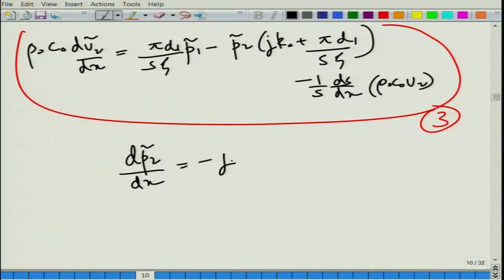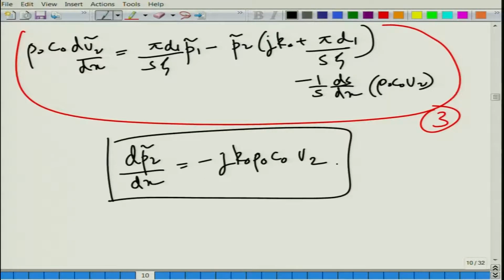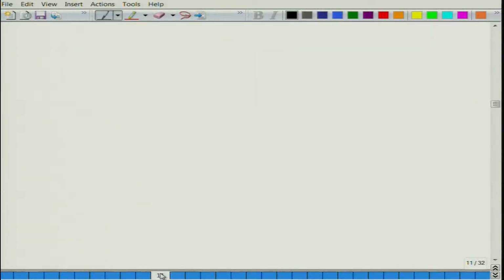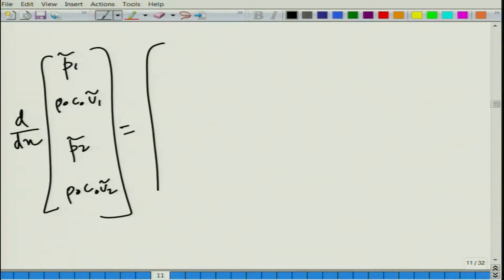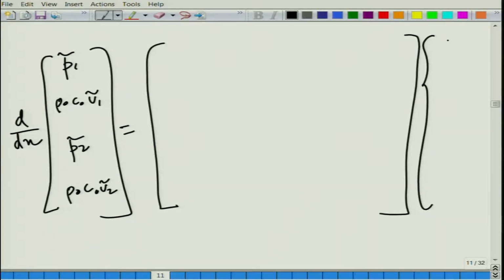This is like this. So, we get this sort of a thing, and d/dx of this guy, P1 tilde, rho naught C naught U1, P2 and rho naught C naught U2. This is equal to, so when we are putting the entire thing in the matrix form, notice carefully the difference that you would observe with respect to a CTR. What happens to a CTR?